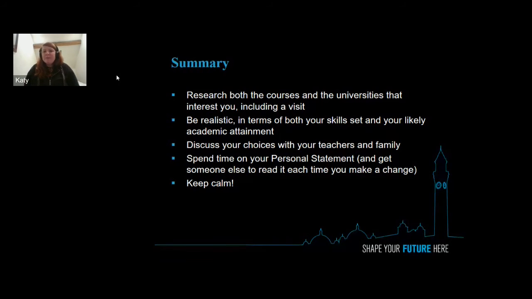Do some mind maps, you know, write down ideas and then pick out what you think is most relevant for your application. And keep calm. You know, it is an important part of the application process, but don't worry too much about it.